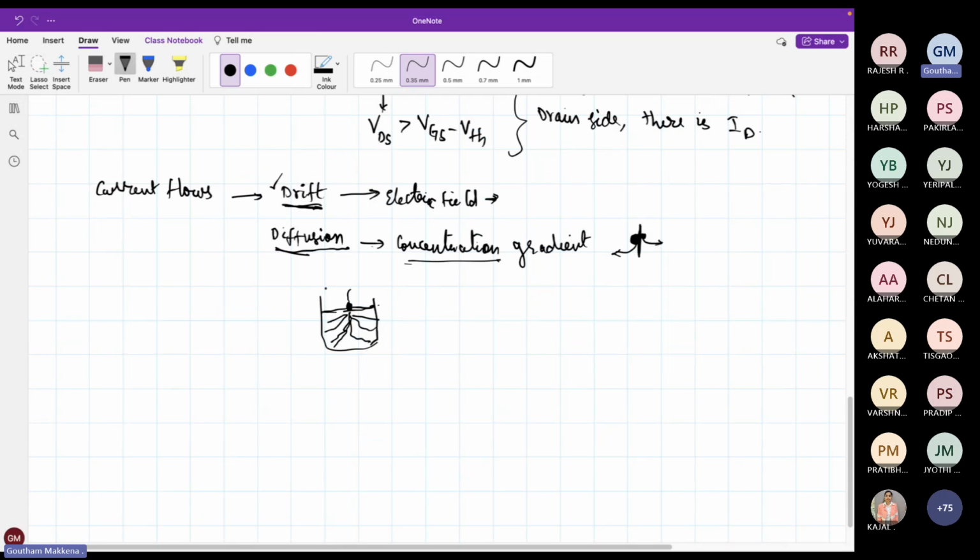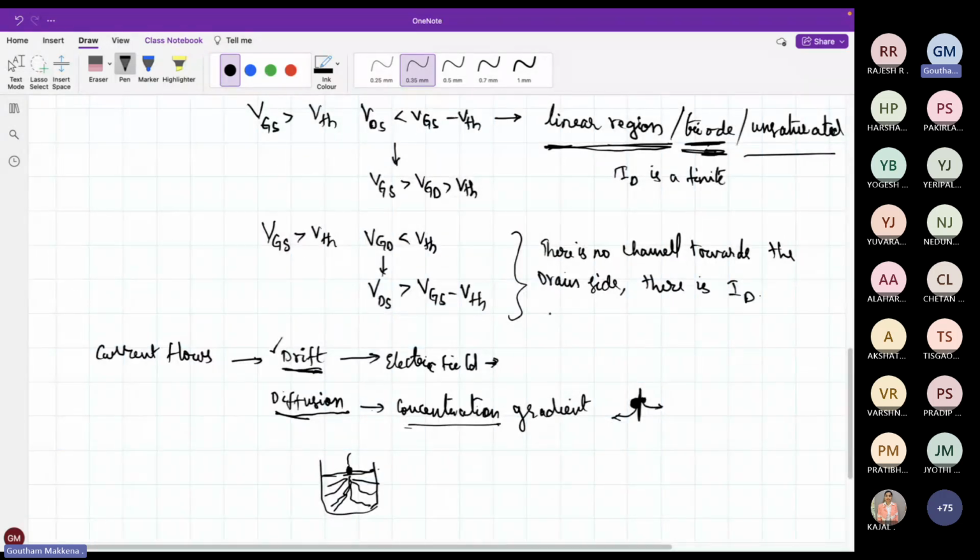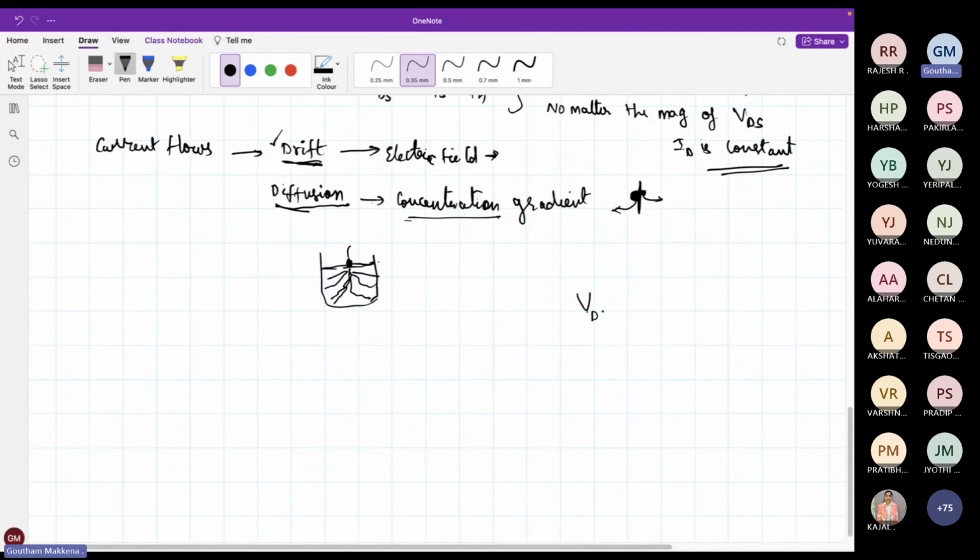Okay. So what happens in the saturation region is that no matter the magnitude of VDS, ID is constant. So ID becomes constant once you go into the pinch off region. That is, once your VDS is equal to VGS minus VTH, or becomes greater than VGS minus VTH, your drain current totally depends on the drift. It is a combination of the drift plus so many other things that are happening.